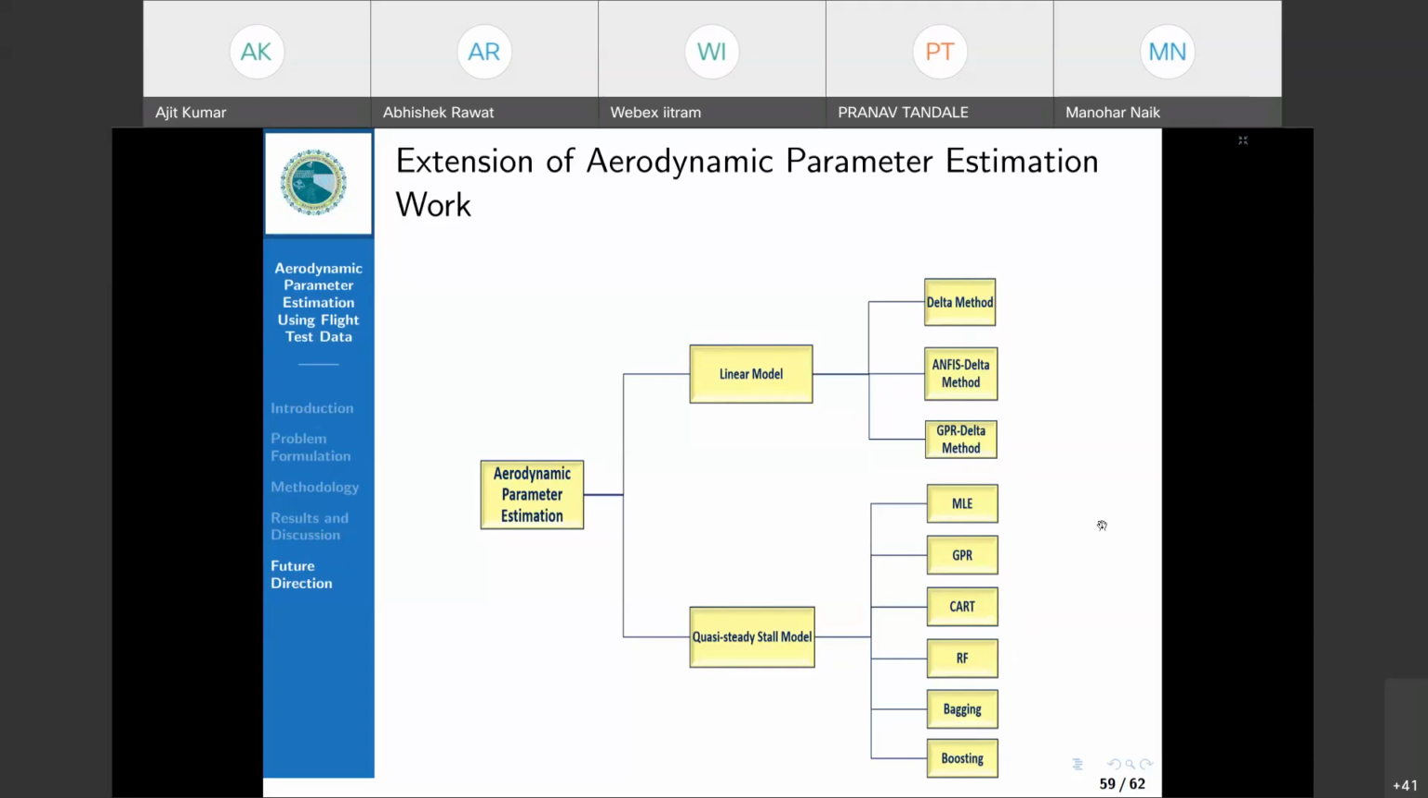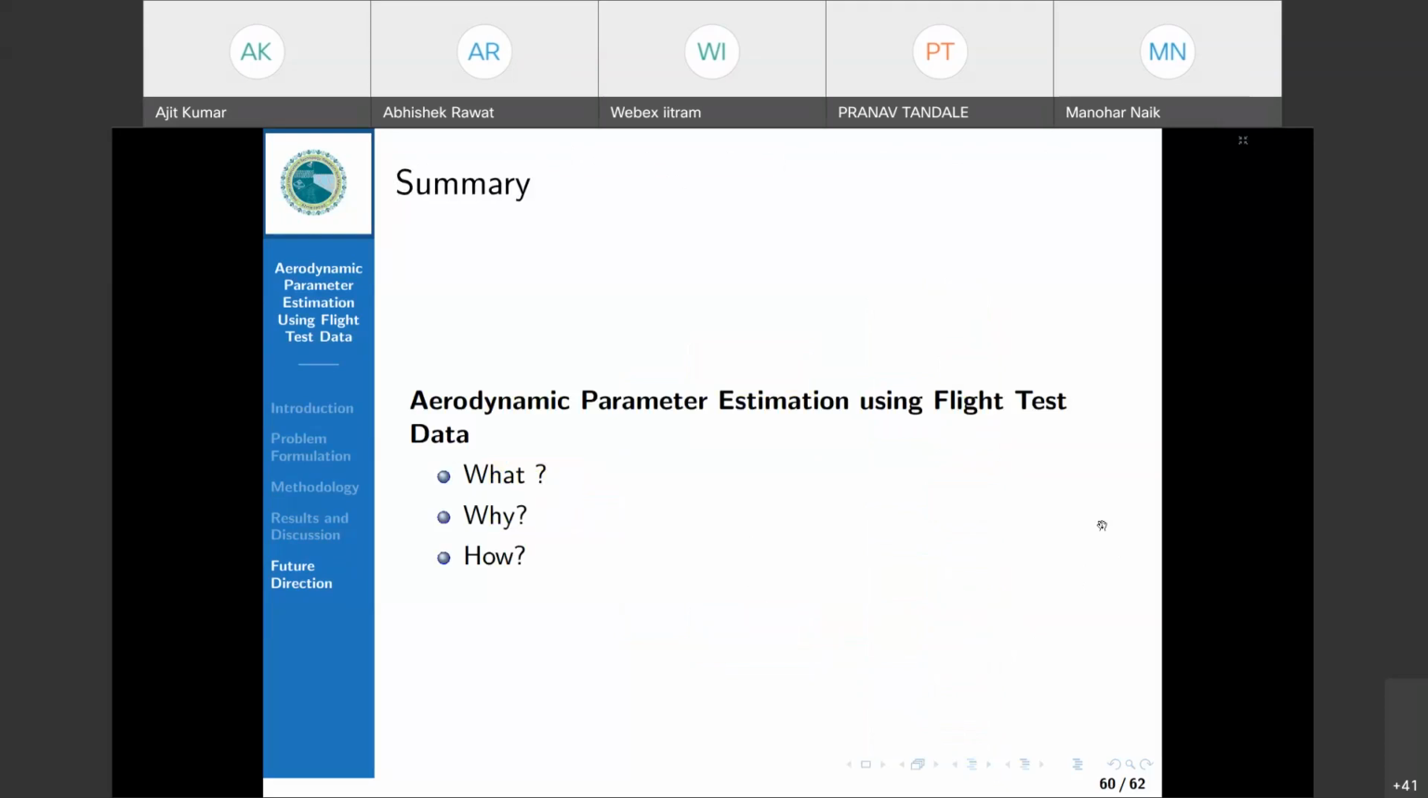After that, I would like to summarize the presentation, what we have learned in this particular lecture. We were dealing with the problem of aerodynamic parameter estimation using flight test data. I described what parameter estimation is about. We have seen some introduction to this problem, and we also discussed the motivation, why aerodynamic parameter estimation is required. In the third part, we solved the problem. We also learned about a few methods for how to solve the problem of aerodynamic parameter estimation.